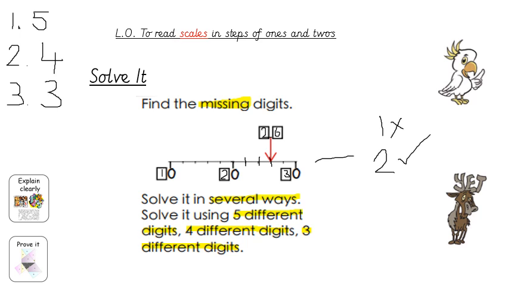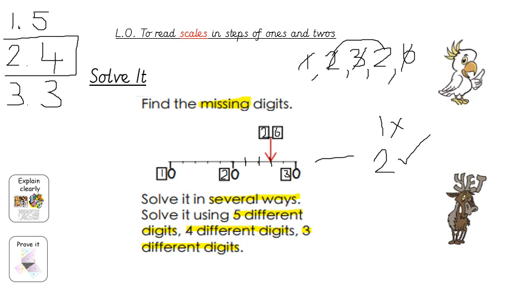So I have used a 1, a 2, a 3, a 2 and a 6. So I've used 2 twice. So I've used 1, 2, 3, 4 different digits. So I have done this one. Okay, see if you can do it and you can use 3 different or 5 different digits. So I've done that one there.